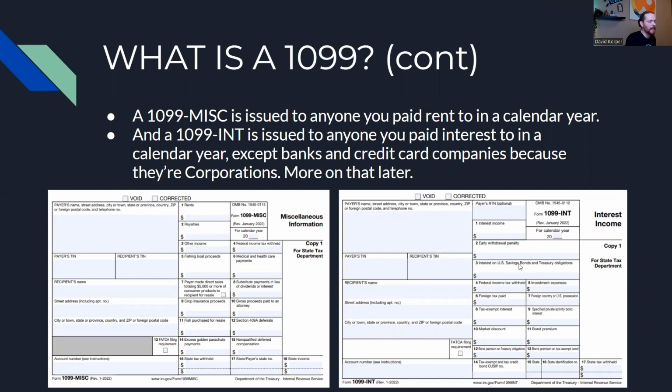And then also the 1099 interest statement. And this would be issued to anyone that you paid interest to in the calendar year, except for banks and credit card companies, because those are corporations and they're actually not required to be issued a 1099. So we'll talk about that more later as well.